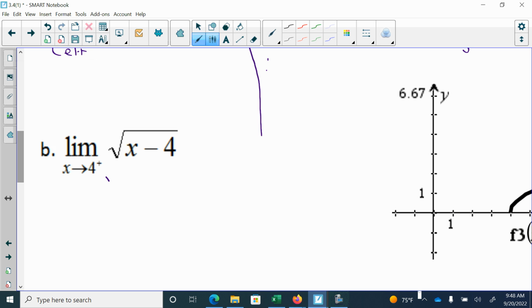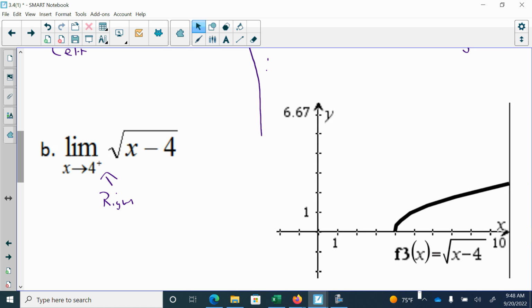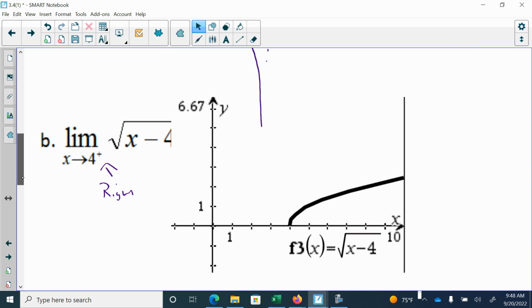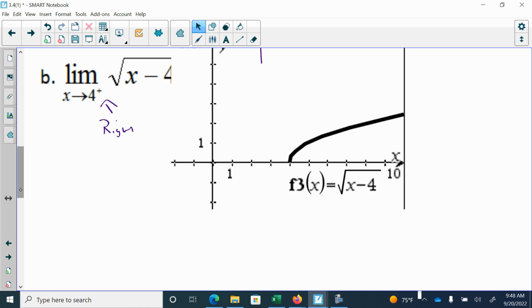So this one says that you're approaching from the right. So you should have a graph that looks like this. As I approach from the right, what does it appear to be? Zero. Yeah, close to zero. Approaches 0. And I believe, if I'm not mistaken, that this is one of the ones that you could have actually done direct substitution and gotten an answer, right?